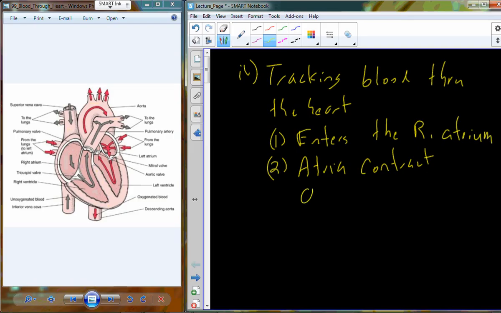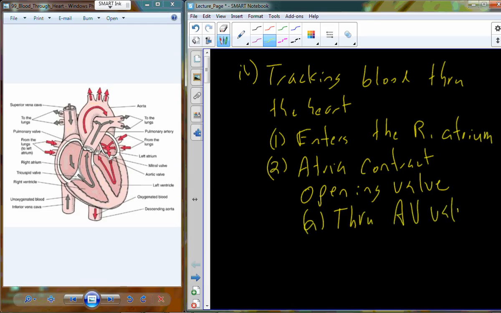And as the atria contract, this causes an opening of this valve that's set between the right atrium and the right ventricle, and the left atrium and the left ventricle. So there are valves situated between the upper and the lower portion of the heart. As the atria contract, they squeeze open that valve. That opens up, and blood begins to push into the ventricle. The valve there is called the AV valve. It stands for atrioventricular valve. So blood's going to flow through that AV valve.